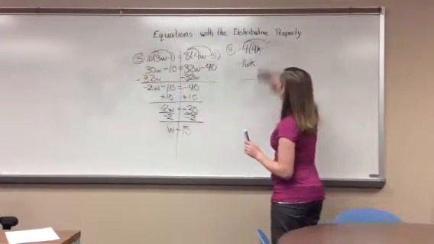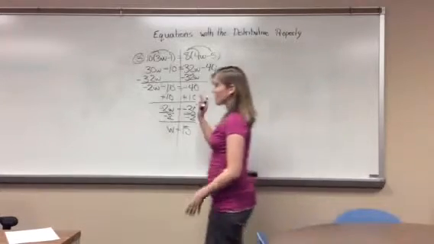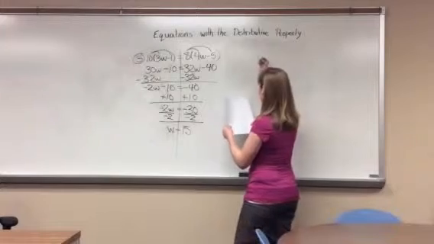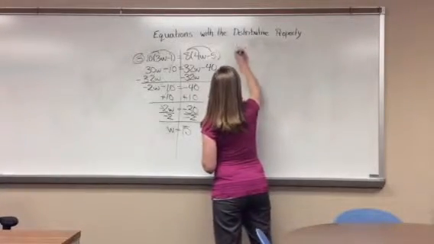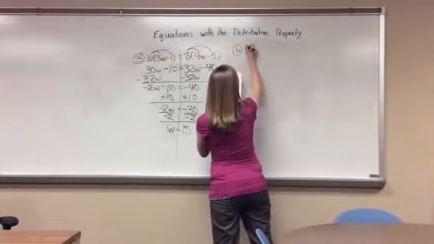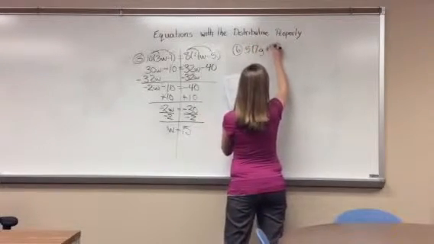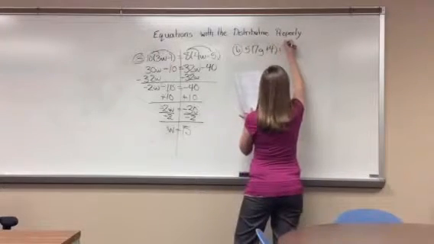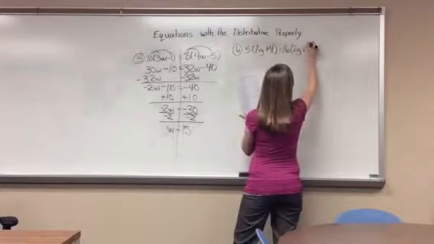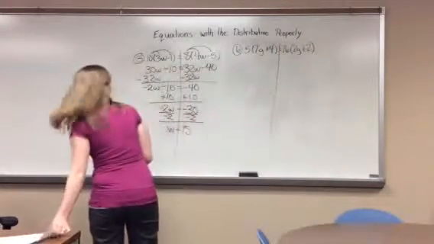So the steps that we followed for this one: get rid of the parentheses, move all letters to the left, all numbers to the right, and then divide. So we'll do the same thing for number 6. We have 5(7g + 4) = 16(2g + 2). So get rid of those parentheses.